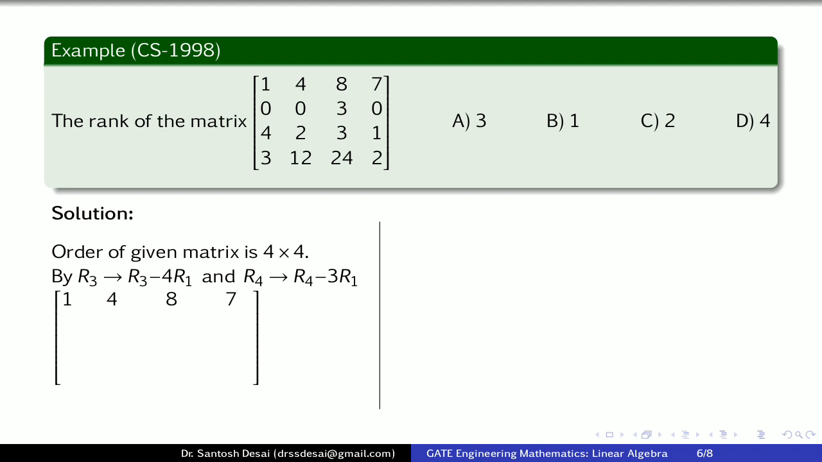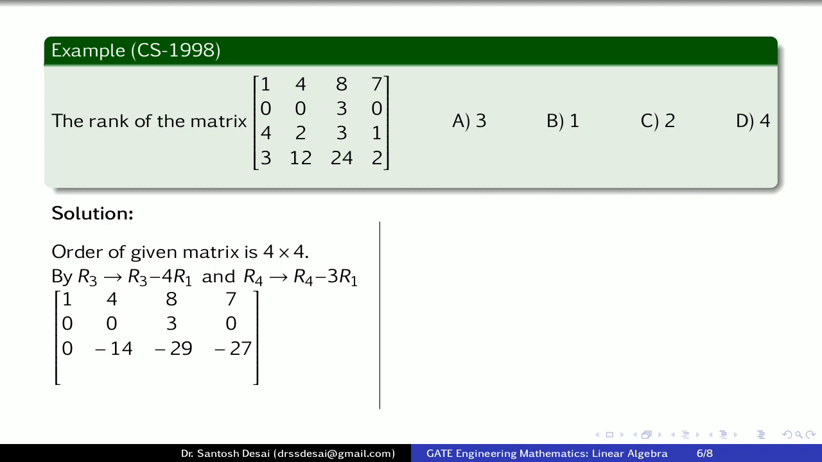There is no change in the first two rows. Now the third row can be changed, as the first element is 0. Then we will get minus 14, then 3 minus 32, that is minus 29, and 1 minus 28, that is minus 27. Similarly, the fourth row is obtained with the transformation R4 minus 3 times R1.